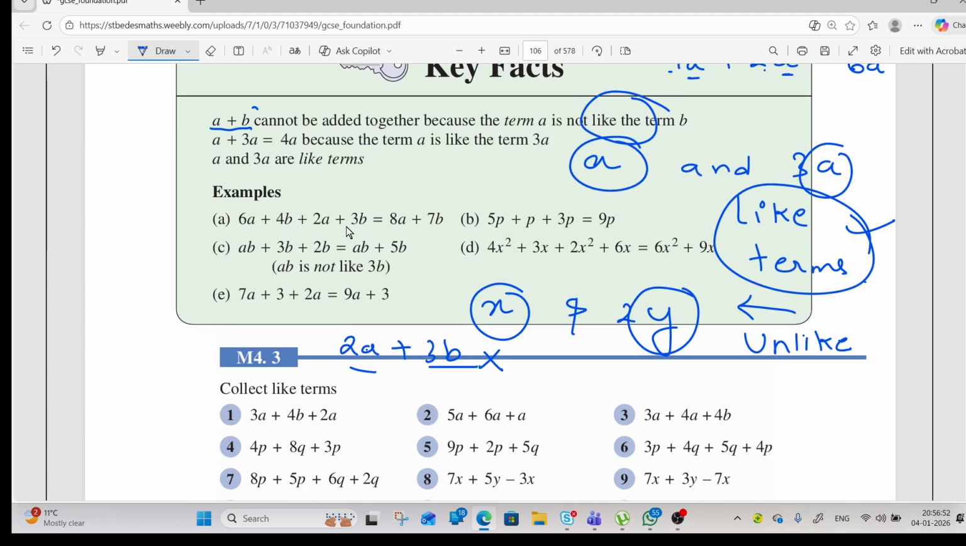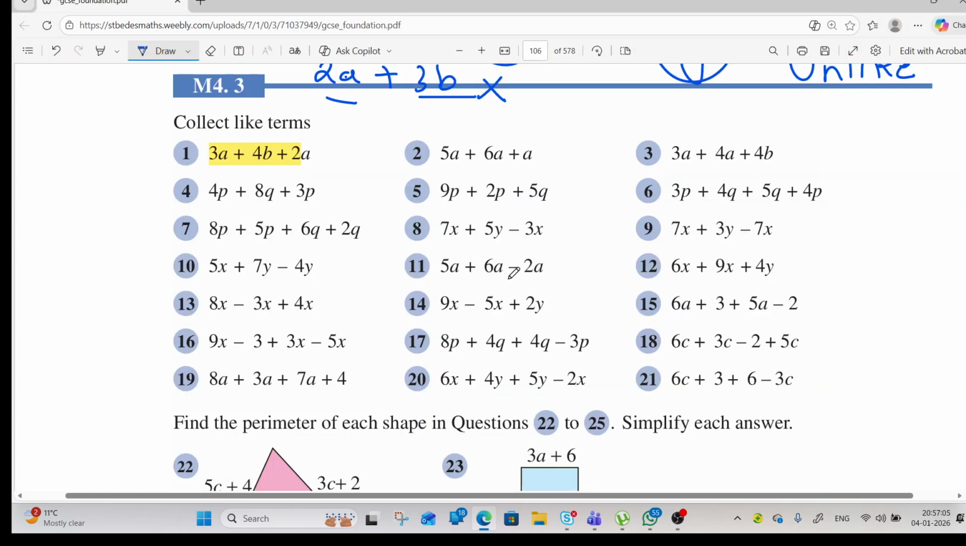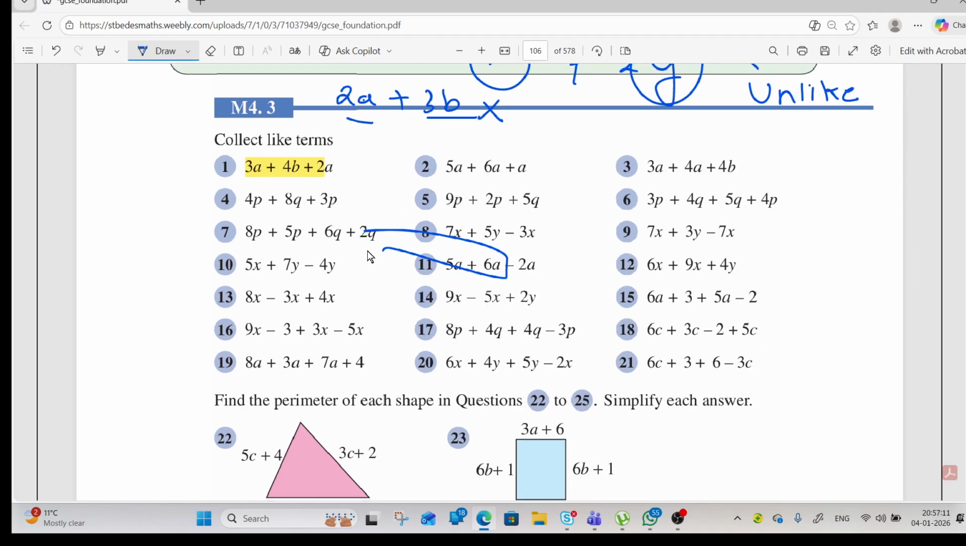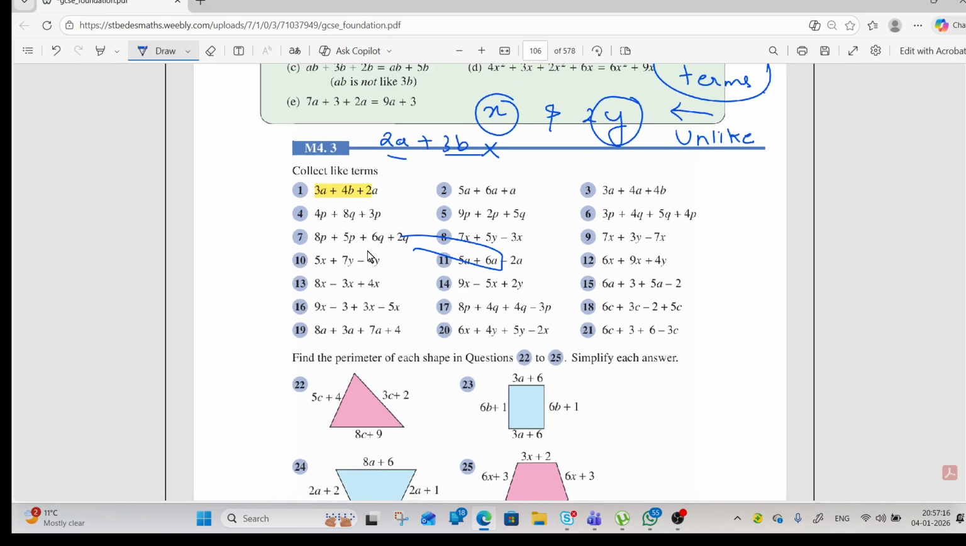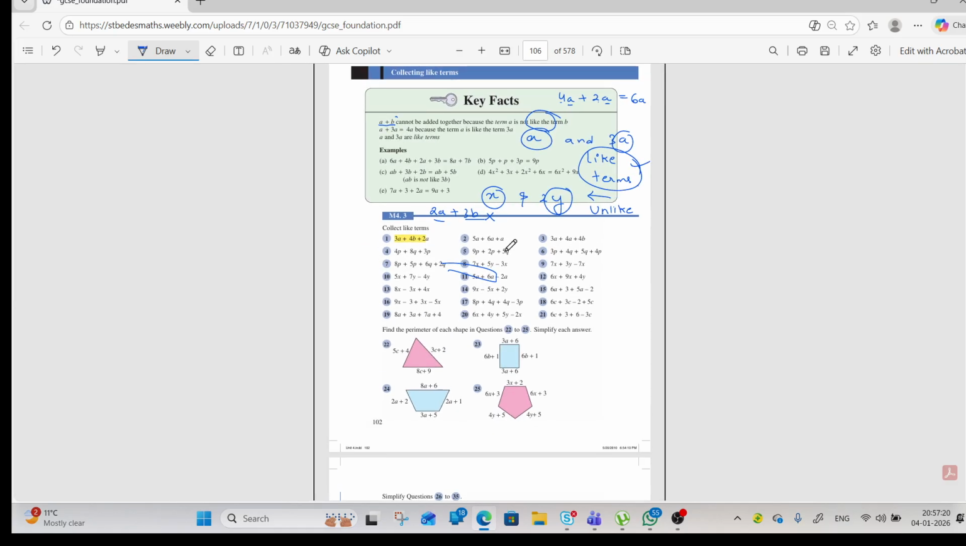Okay. So let's see some questions. How to add, for example, in this first question. First term is 3a, last term is 2a. So this first term and last term, they are like, right?